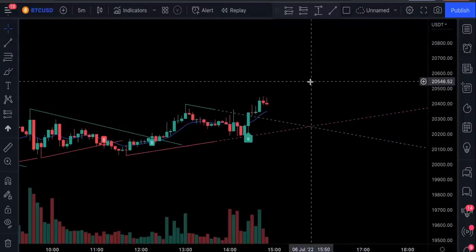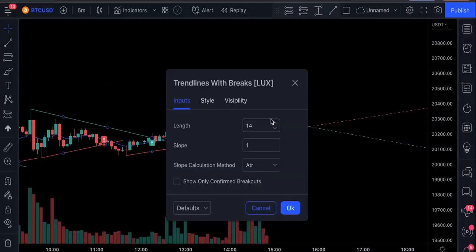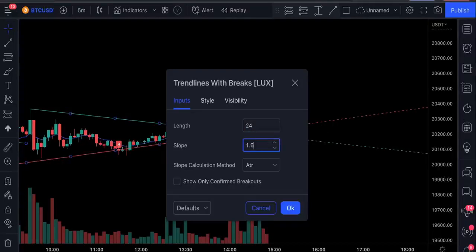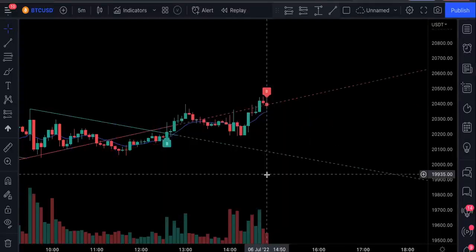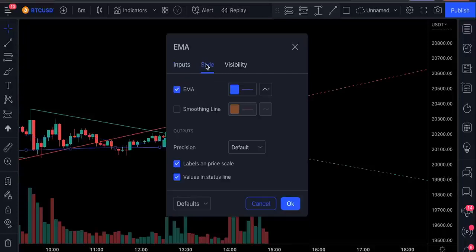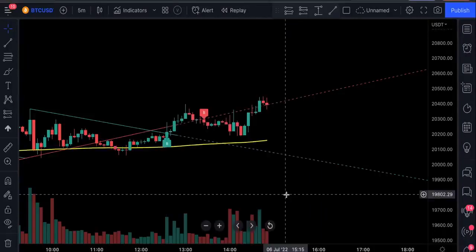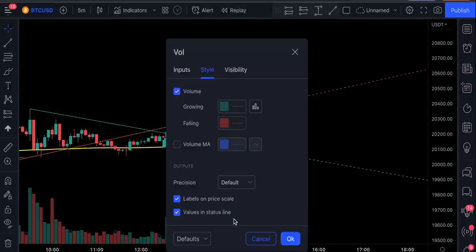Now, in order for this strategy to be complete, we need to adjust these indicators. So let's first double click on this trend line with breaks indicator and change the length from 14 to 24 and the slope from 1 to 1.6. Also enable this option. Now let's access the settings on an EMA and change the length from 9 to 200. Also, let's make the line a bit more visible. And finally, let's add a moving average to the volume.